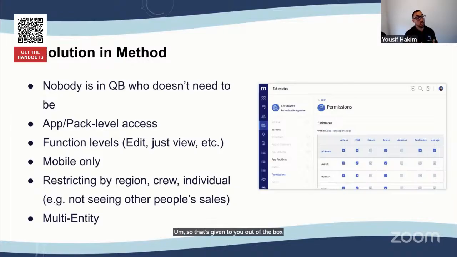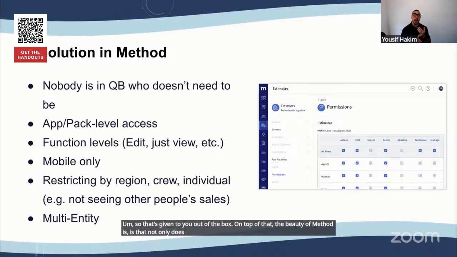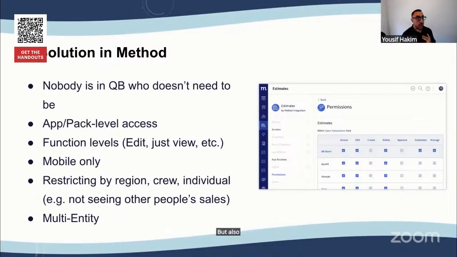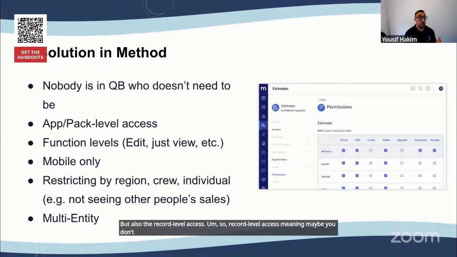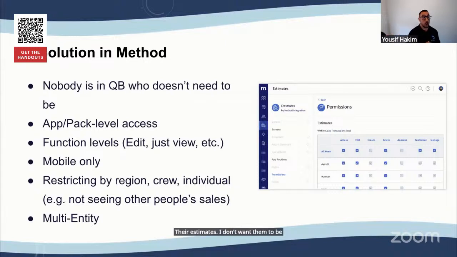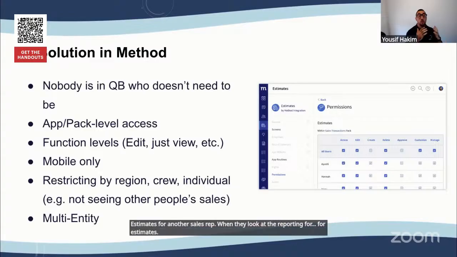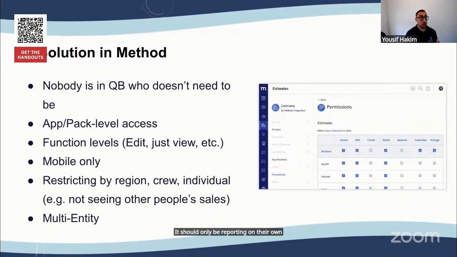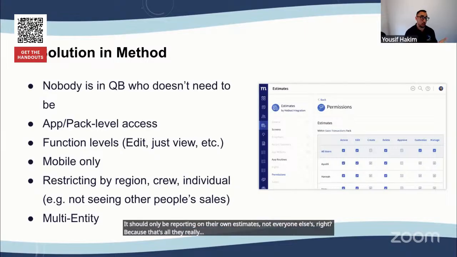On top of that, the beauty of Method is that it gives you not only app level but also record level access. Record level access means maybe you don't want everyone seeing everyone's records. Maybe you're saying, hey, I want this sales rep to only focus on their estimates. I don't want them to be able to see estimates for another sales rep. When they look at the reporting for estimates, it should only report on their own estimates, not everyone else's, because that's all they're concerned with. So you're also given that as a security permission in Method, where you're only able to see your own data if you want it configured that way.